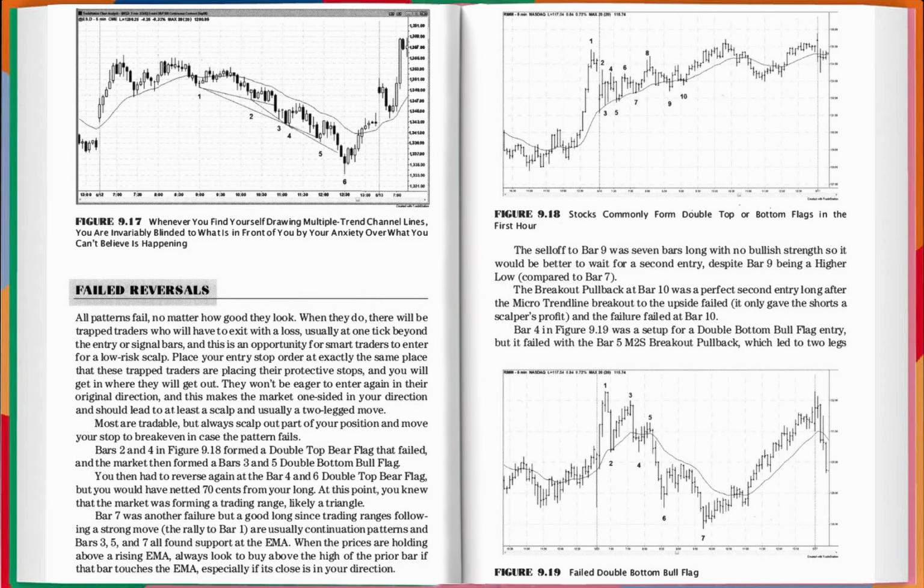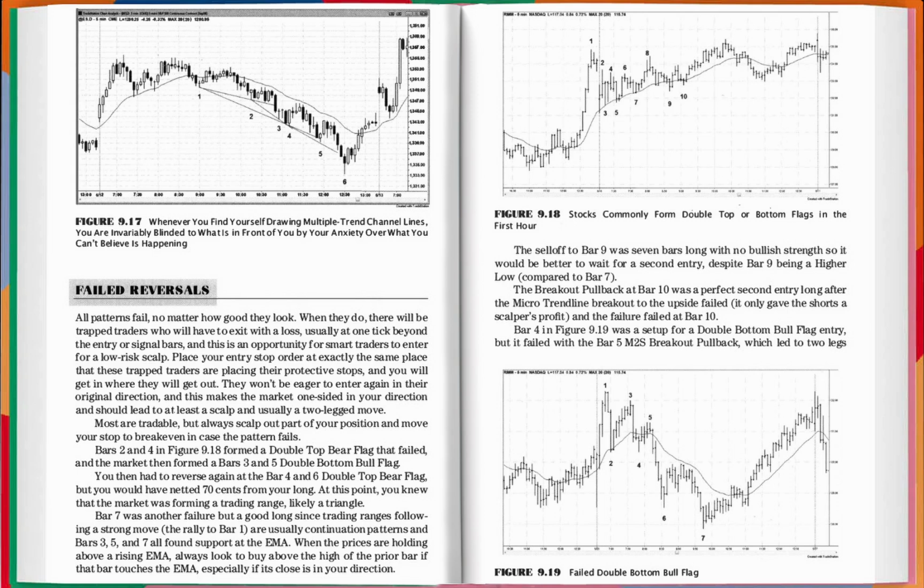Place your entry stop order at exactly the same place that these trapped traders are placing their protective stops, and you will get in where they will get out. They won't be eager to enter again in their original direction, and this makes the market one-sided in your direction and should lead to at least a scalp and usually a 2-legged move. Most are tradable, but always scalp out part of your position and move your stop to break-even in case the pattern fails.